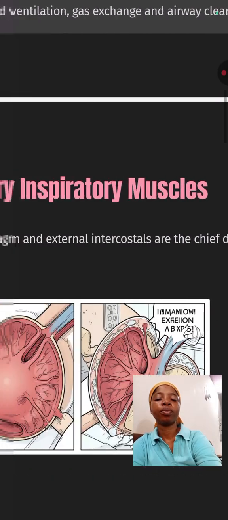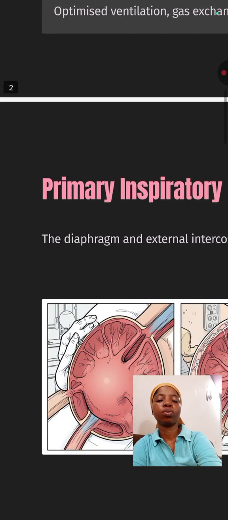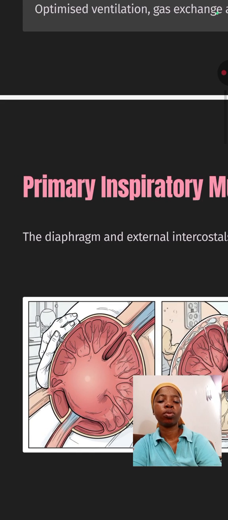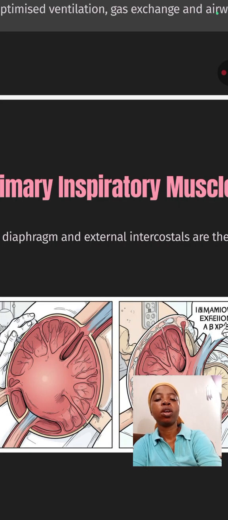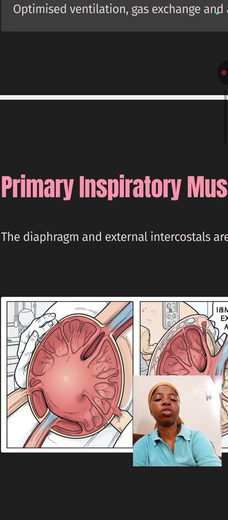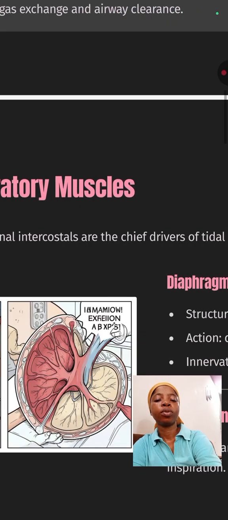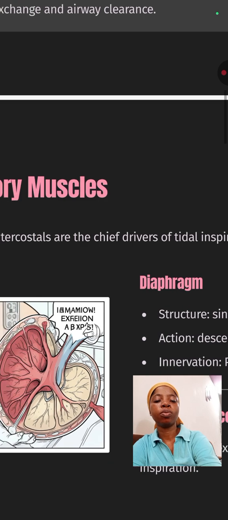Primary inspiratory muscles. The diaphragm and external intercostals are the chief drivers of inspiration.